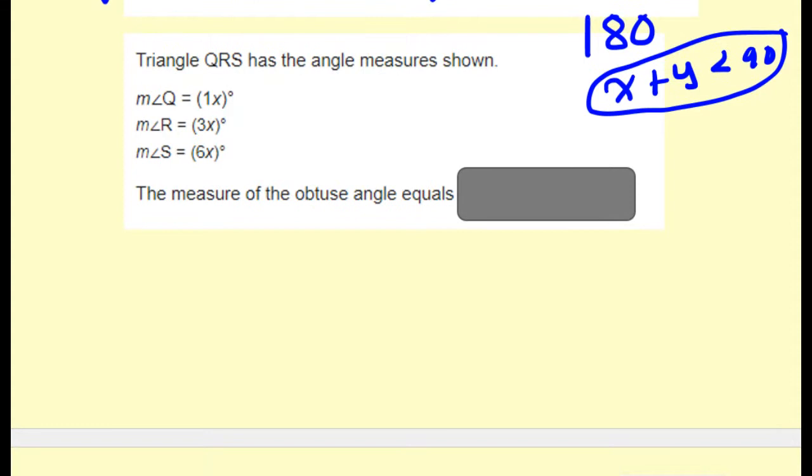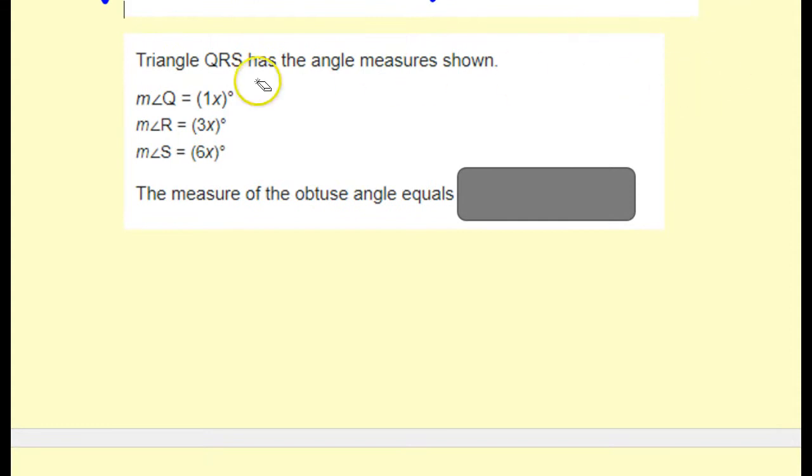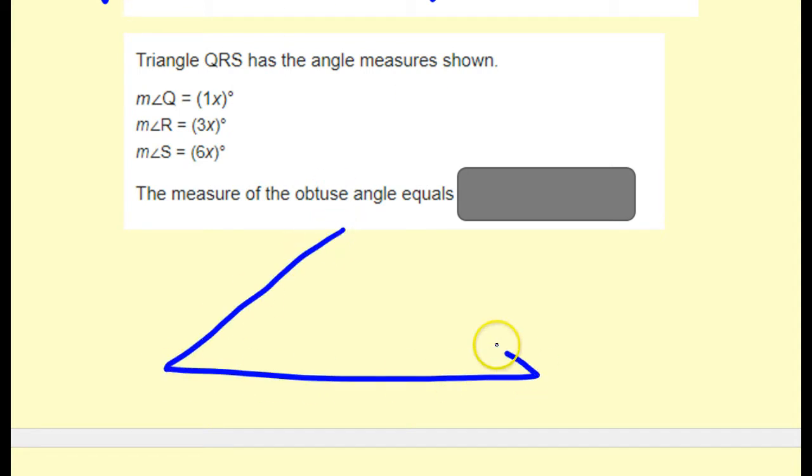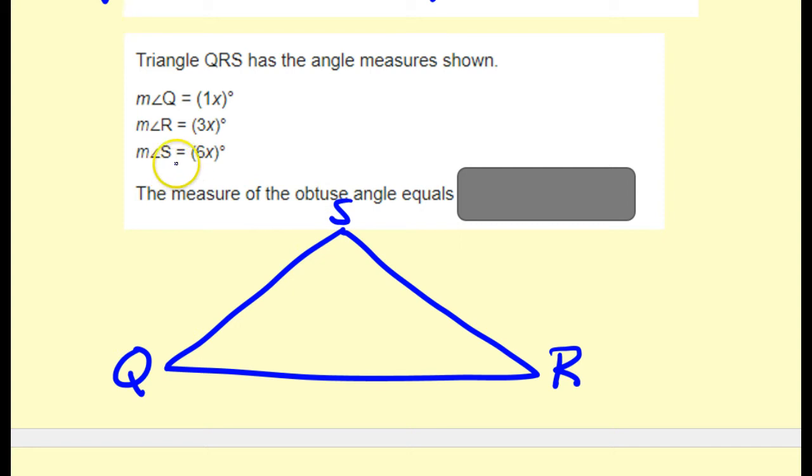Alright, let's look at the next one. Triangle QRS has the angle measures shown. Let's draw a picture. Alright, drawing not to scale. So QRS. Alright, the measure of angle S is 6x. The measure of angle R is 3x. And the measure of angle Q is 1x, or we could have just said x. The measure of the obtuse angle equals what?